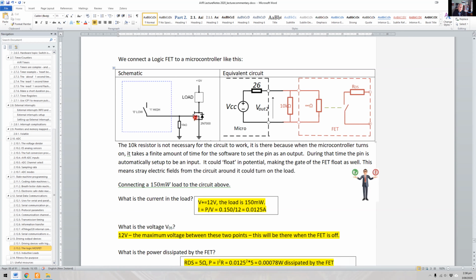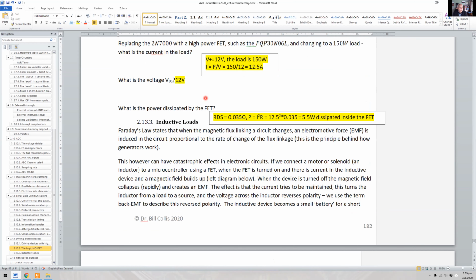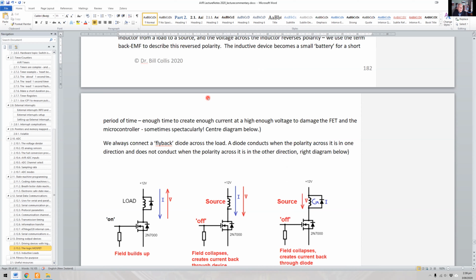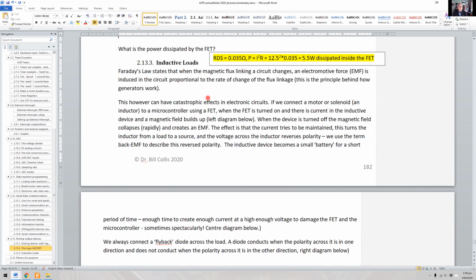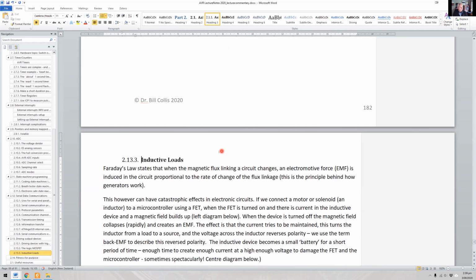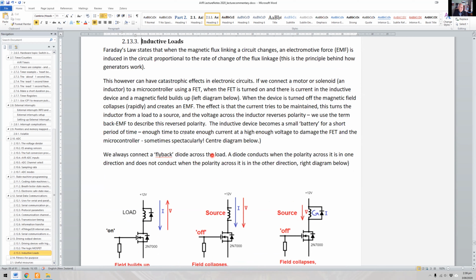Straightforward, except for one situation, and that is where this load has an inductive component. Okay, so for instance, like a motor or a solenoid. And now this particularly, I'm just going to tidy up this because I think that's how it is in the notes. So let's have a look at these inductive loads.